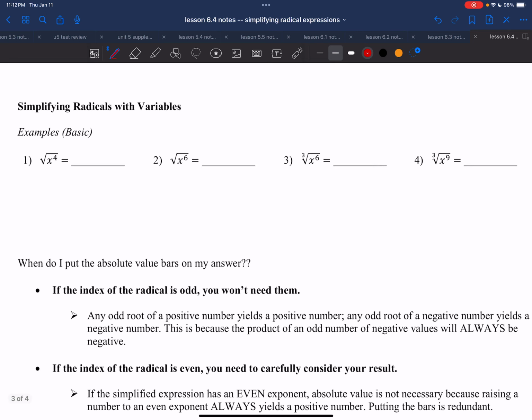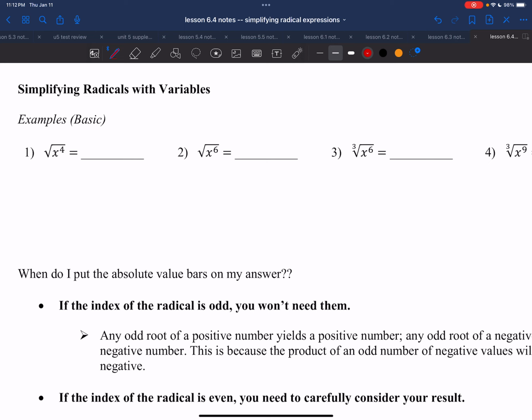So we're going to look at some basic examples here of simplifying radicals. I've got the square root of x to the fourth. So I can manipulate these, right? I can say, okay, look, x to the fourth, or square root of x to the fourth.